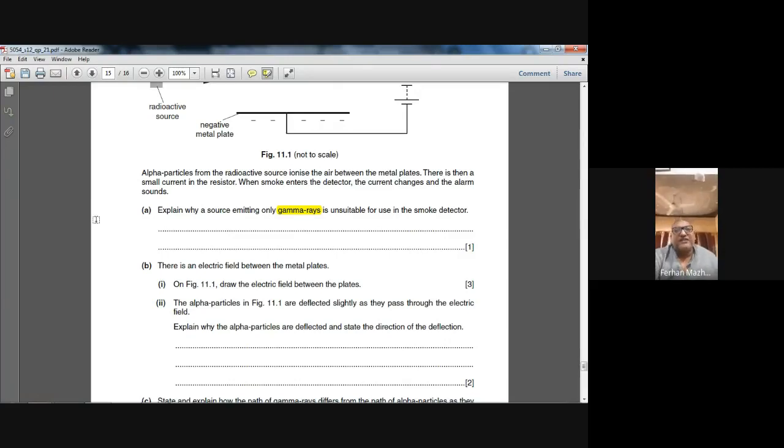The question is very simple. He says, in this, we are using a source which is giving out alpha particles. Why are we not using a source which emits gamma rays? Try to understand. Very easy thing. The smoke detector we attach to the ceiling of our rooms. Smoke detectors we attach to the ceiling of the kitchen.